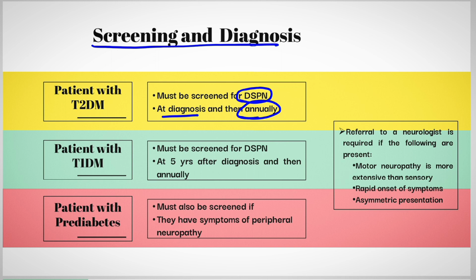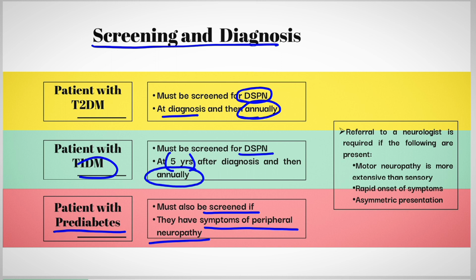If any person is diagnosed with type 1 diabetes mellitus, in such a person also screening for DSPN should be done, and this screening should be done at 5 years after the diagnosis, and after that we should continue screening annually. If any person is diagnosed with pre-diabetes, in such a condition also the screening should be performed if the person is showing symptoms of peripheral neuropathy.